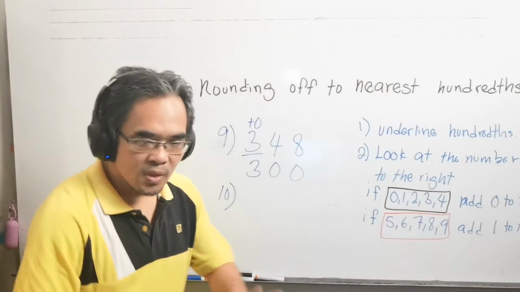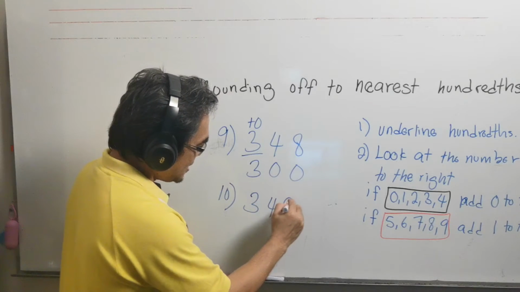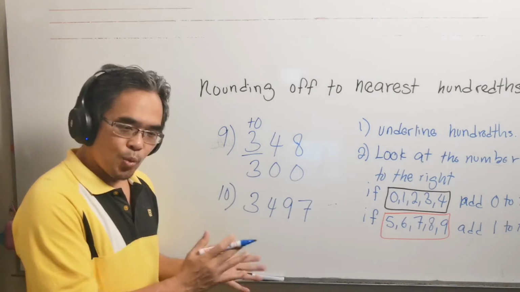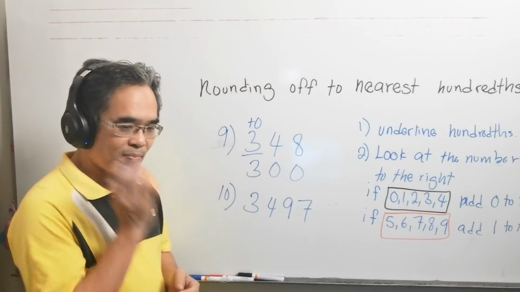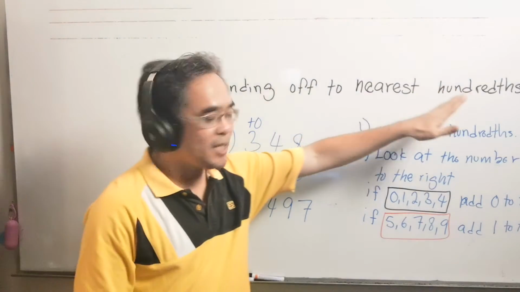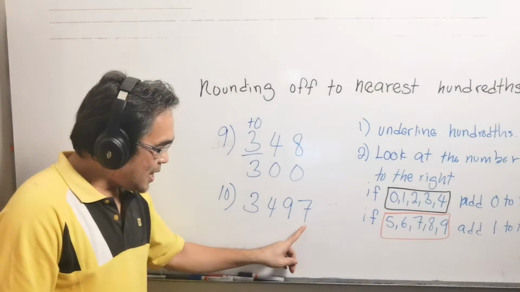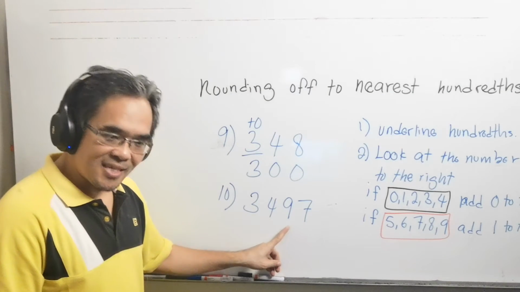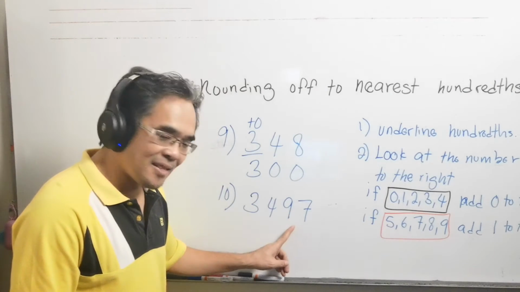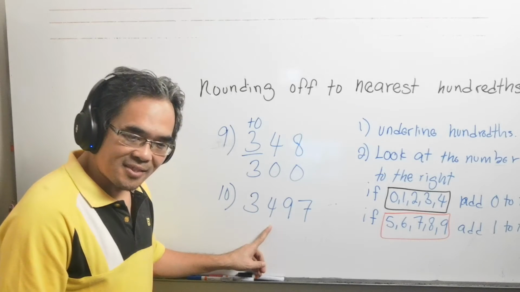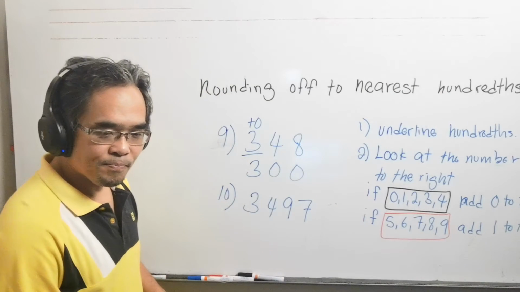I give you a 4-figure number now. Okay? 3, 4, 9, 7. So which one do you underline? Wrong. We are talking about the nearest 100, so you still have to underline the hundreds. It should be ones, tens, hundreds. This is called thousand. Ones, tens, hundreds, thousand. So to the nearest 100, again.